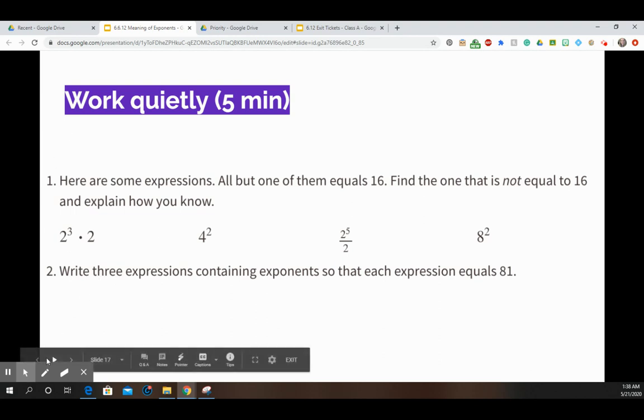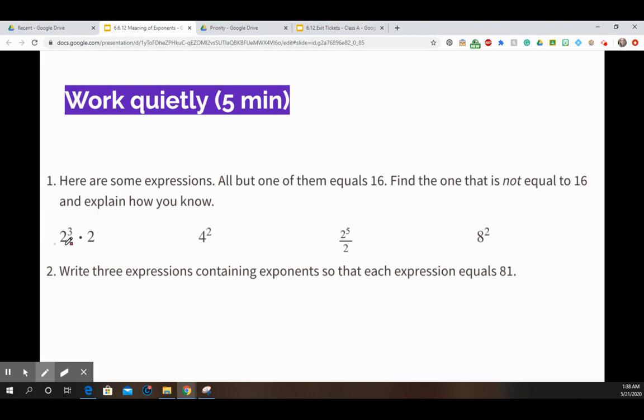All right. So looking at this first one here, I have 2 to the 3rd times 2. And I know that 2 to the 3rd is 2 times 2 times 2. 2 times 2 is 4. 4 times 2 is 8. Times one more 2 is going to be 16. So this one does equal 16. It can stay. 4 to the power of 2 means 4 times 4. 4 times 4 is 16. This one can also stay.